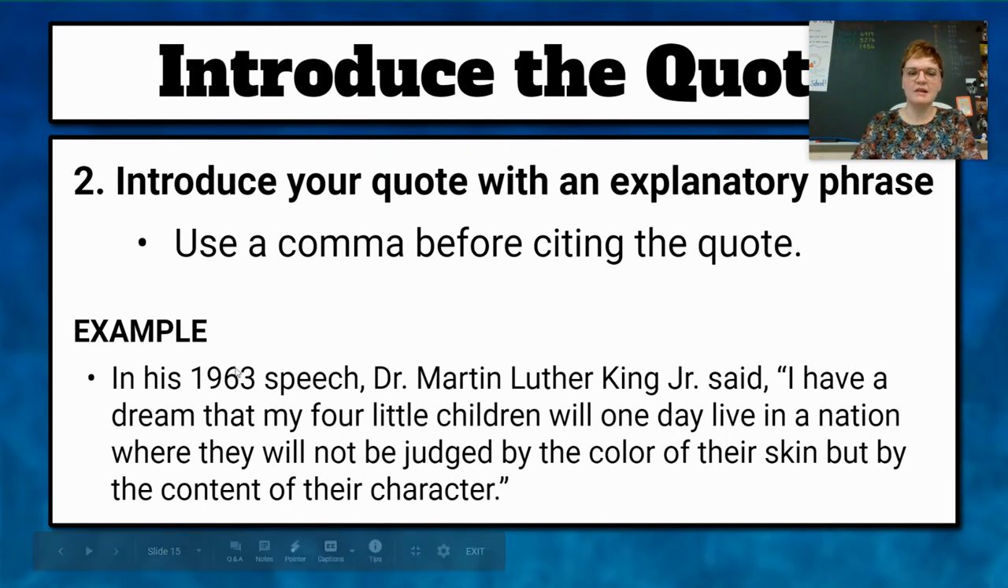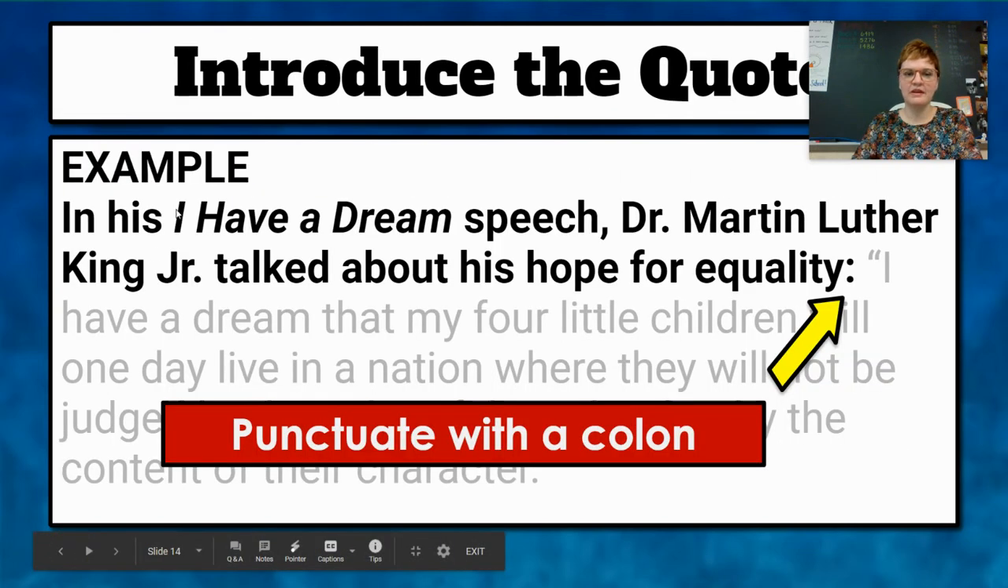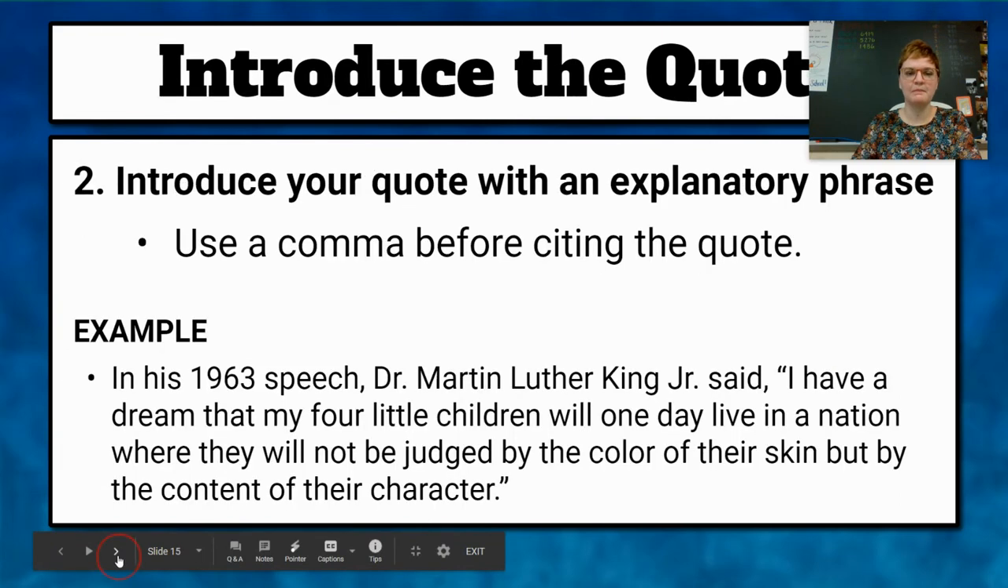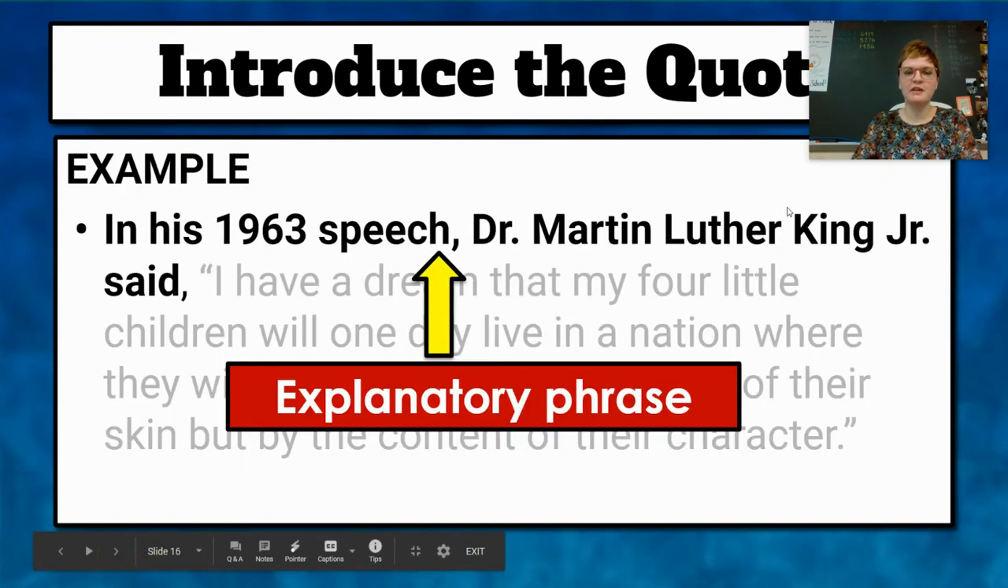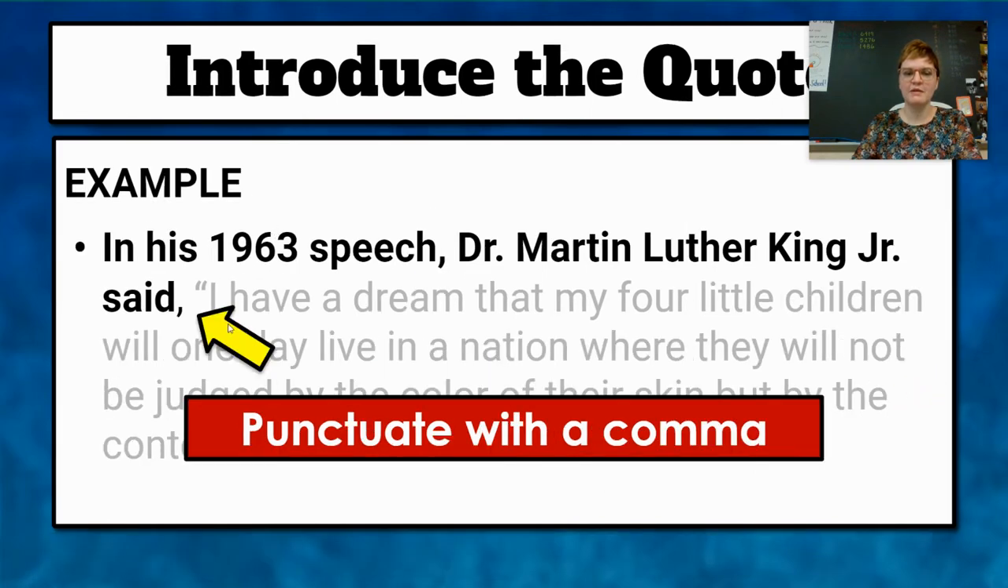So you can see that this time I used like the format and the date and the person. So you're kind of mix and matching things. The last time I used the title of the speech and the author and the context. So I kind of pulled different things that time. Didn't use the date that time. So here's your explanatory phrase. In his 1963 speech, Dr. Martin Luther King Jr. said, and I punctuate it this time with a comma.